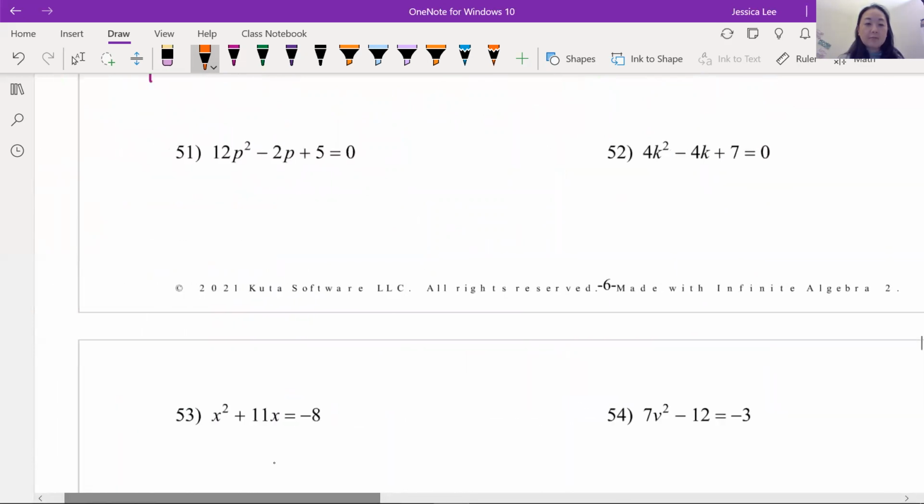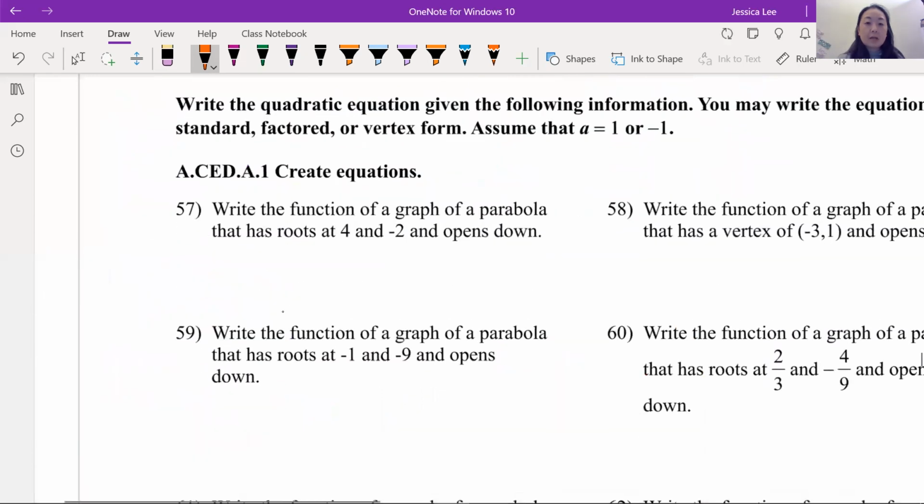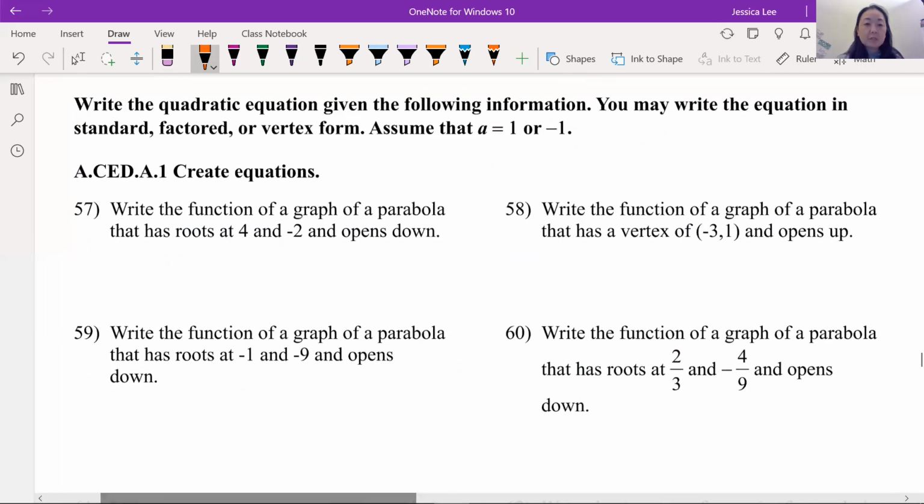Go very carefully. Creating equations. So this is the part where we're going to create equations. Remember, for these ones, technically, we're not writing these in standard form. It's either going to be in vertex form or factored form. These are the two that we would be writing them in. So factored form and vertex form.